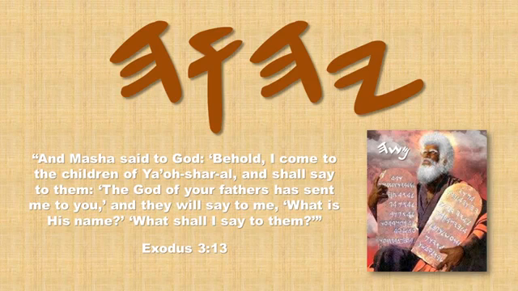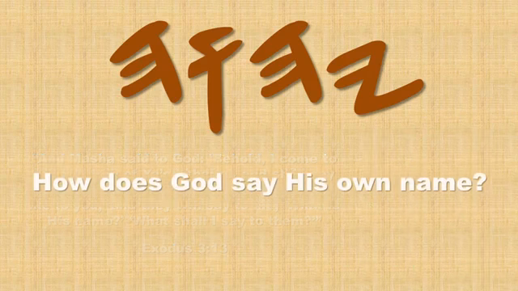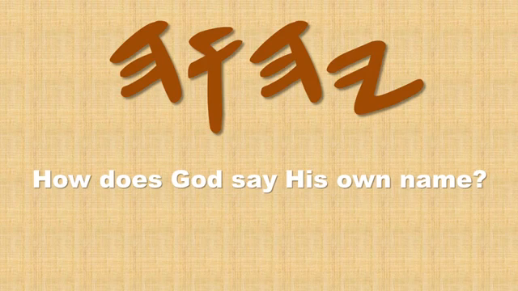Exodus 3:13. It's a strange question for Masha to be asking God during his first encounter with God. The first question was, why me? Why are you sending me? The second question is this one, what is your name? Of course, Masha already knows his name, but he only overheard it from his forefathers. He now wants to hear it from God himself. How does God say his own name?